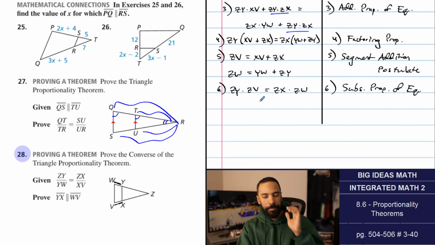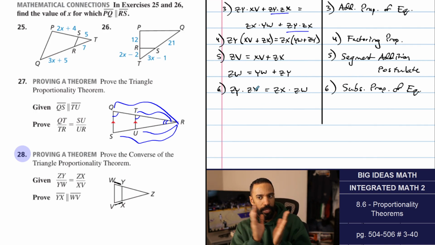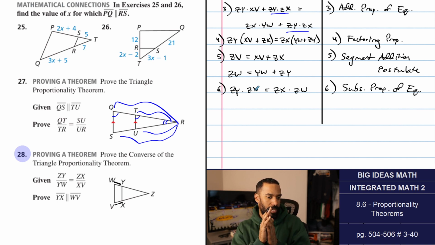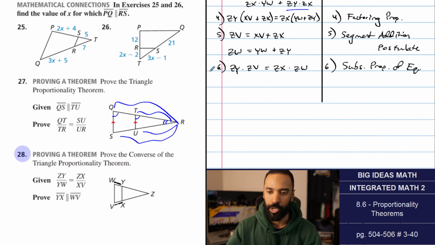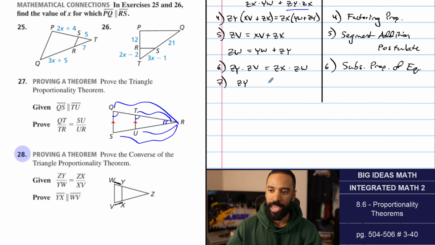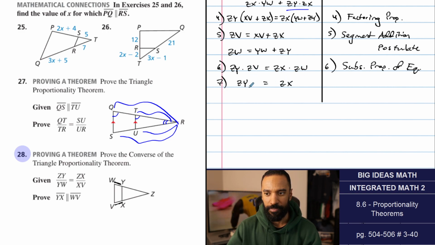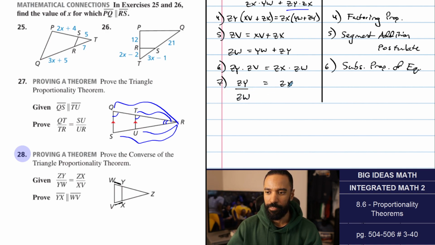Now let's divide to write a proportion. I don't know what the best version is. Let's do the ZY and ZX on top, just like it shows on the given. Let's do ZY and let's have ZX on top. We're going to divide both sides by ZW and divide both sides by ZV. So if I divide both sides by ZW, it goes over here. If I divide both sides by ZV, it goes over here. This is the division property of equality.